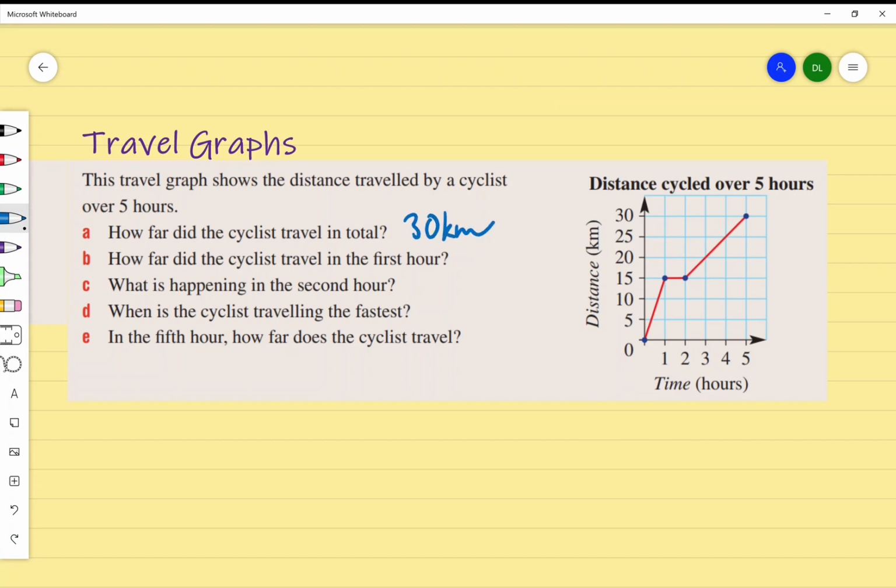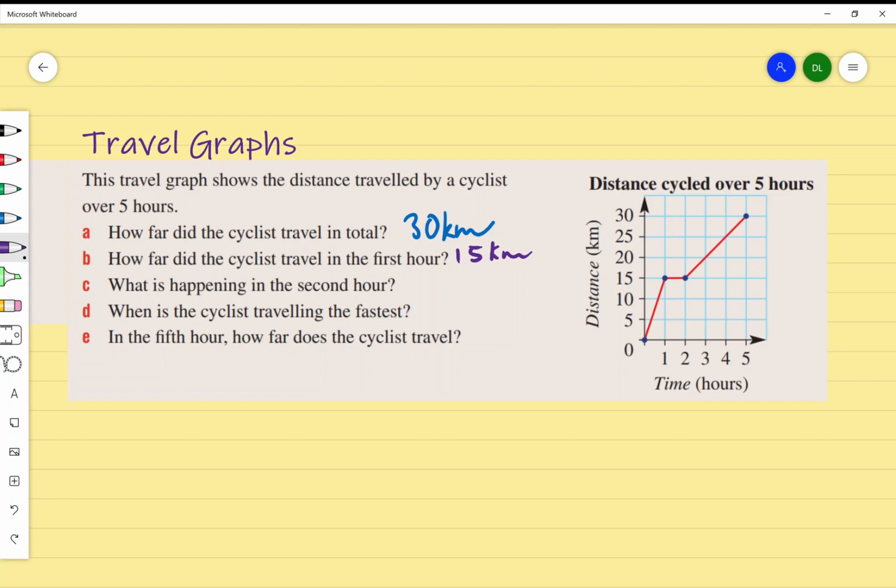That's it. How far did the cyclist travel in the first hour? Now here's where we have to follow the line graph. I can see here that in the first hour, it goes up, because remember, this is time in hours. It goes to 15. Now I've drawn that a bit crooked. There we go. It goes to about 15. So I can say in the first hour, this cyclist travels 15 kilometers.